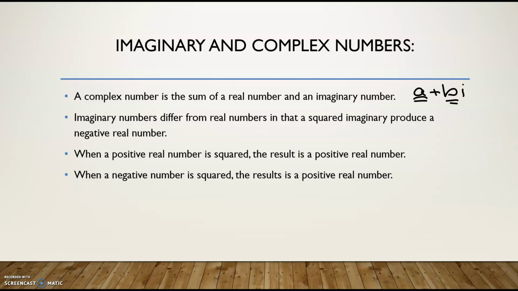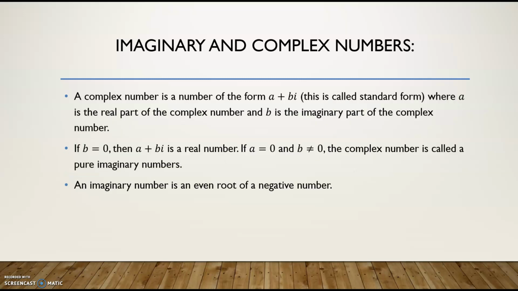Okay, so a complex number is a number of the form, I just wrote that, a plus bi. This is called standard form, where a is the real part of the complex number and b is the imaginary part of the complex number. Now, if b is equal to 0, then a plus bi is a real number, because a plus 0 times i, well, 0 times anything will make it go away, and I just have a, which is the real part, so we would just have a real number.